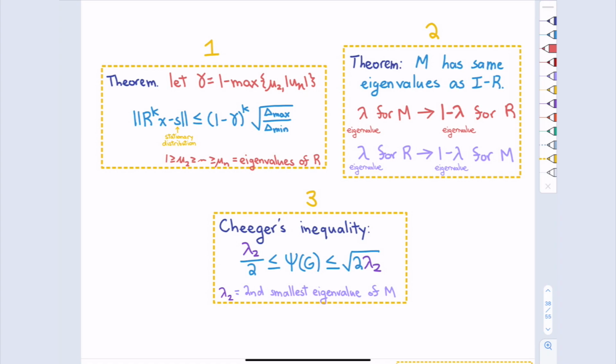So you can already see that we can start from here. I start with conductance. I go to the second eigenvalue. Somehow from the second eigenvalue, I should get to some eigenvalue of R. And from some eigenvalue of R, I might be able to plug it in and say something about how fast things converge. So let's do that.